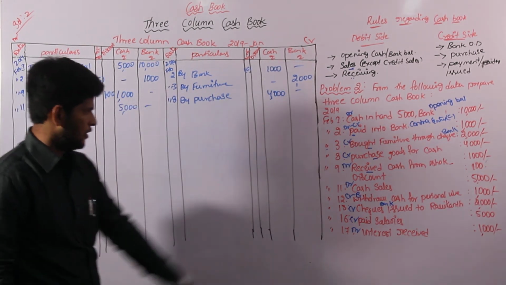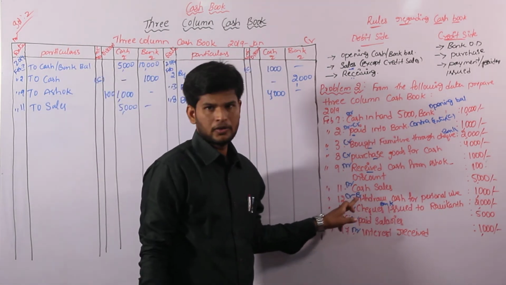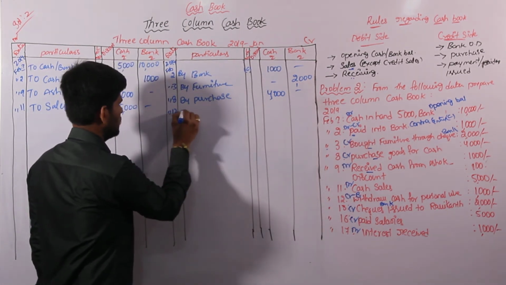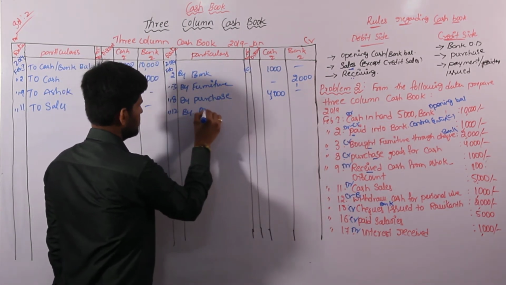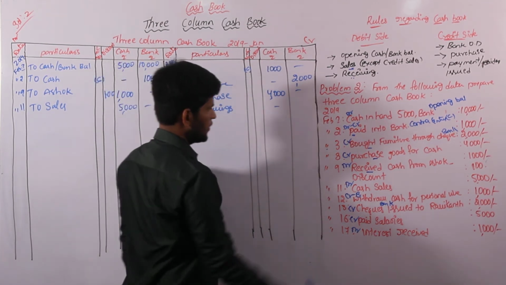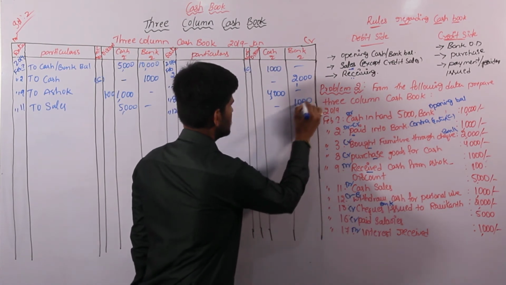transaction. Next, withdraw cash for personal use. So we have to enter this into the credit side as drawings. In the bank column we have to write the amount, that is on the 12th. By drawings we have to write it. In the bank column we have to enter the amount, 1000.